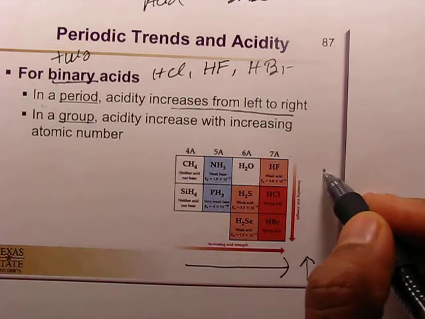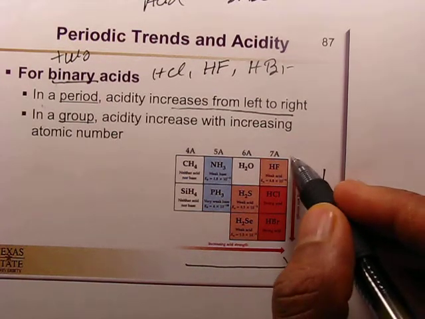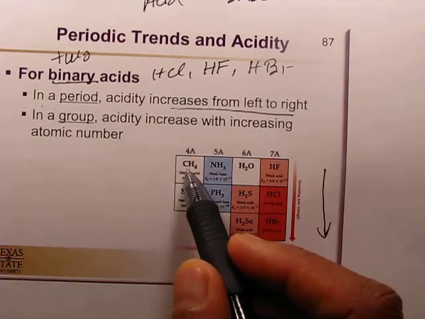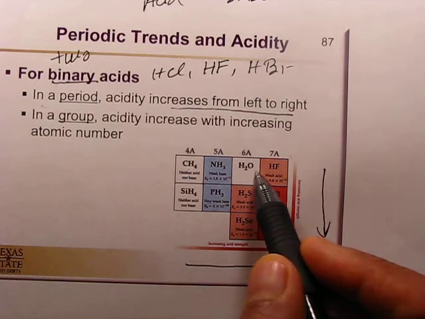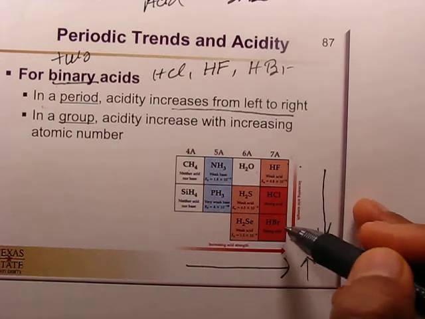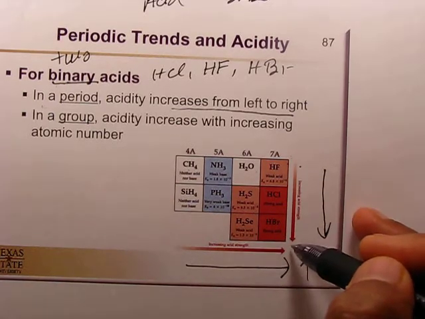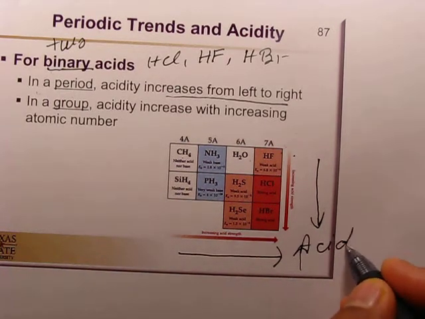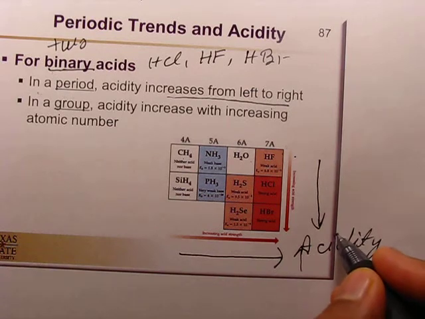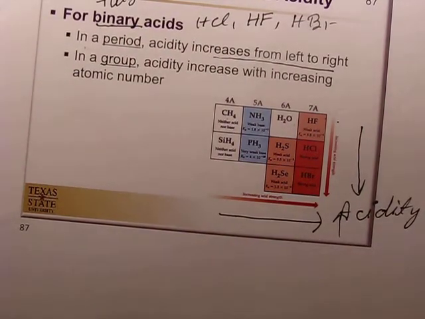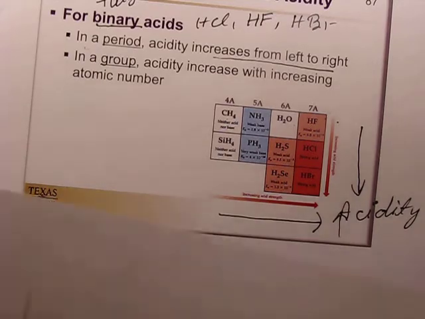So as we go from top to bottom, acidity increases. If we compare methane, ammonia, water and HF, HF will be the strongest, and if we compare HF, HCl and HBr, HBr will be the stronger acid. So acidity increases for binary acids as we move from left to right or top to bottom. Next important thing is the periodic trend of oxy acids.